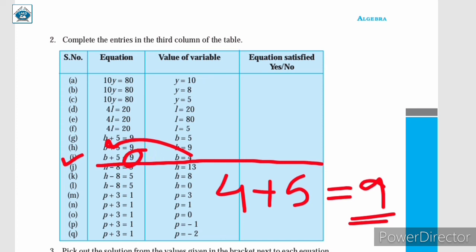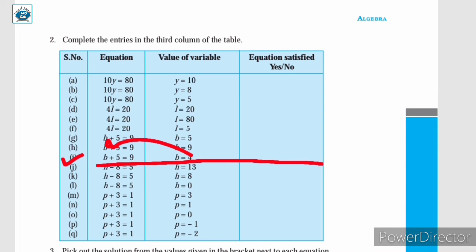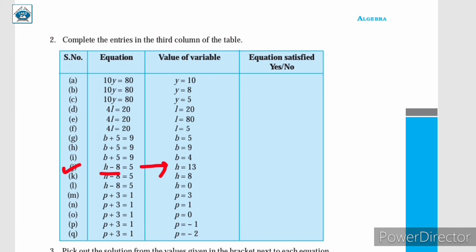यहाँ पर भी हमें 9 दिया हुआ है और हमारा आंसर भी 9 आ रहा है. So we can say that here the equation is satisfied, that is LHS is equal to RHS. So here the answer will be yes. Here we are given h minus 8 is equal to 5. यहाँ पे वैल्यू क्या लेनी है h की? We need to take h is equal to 13.